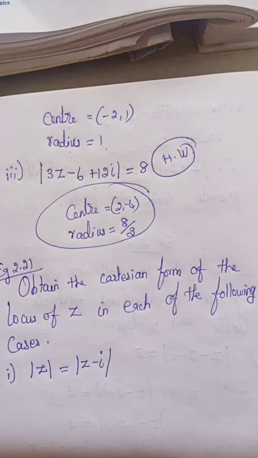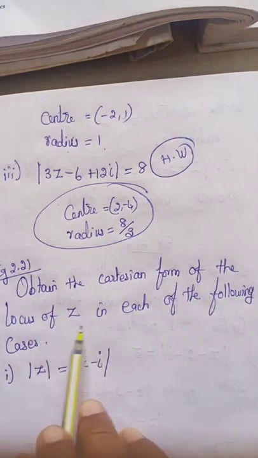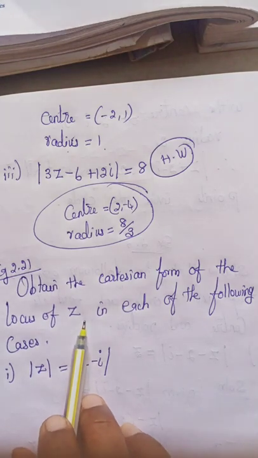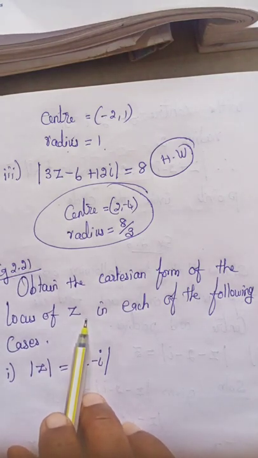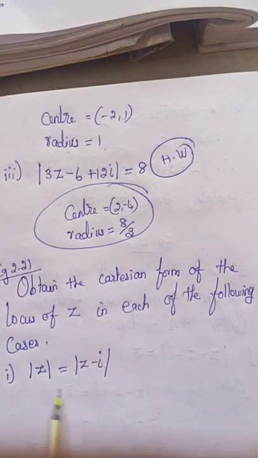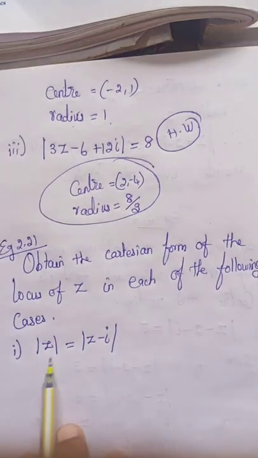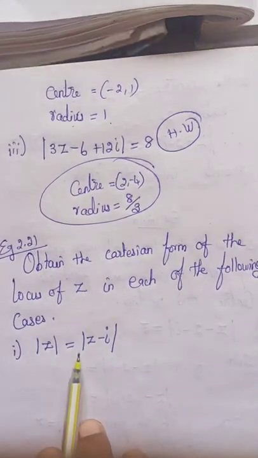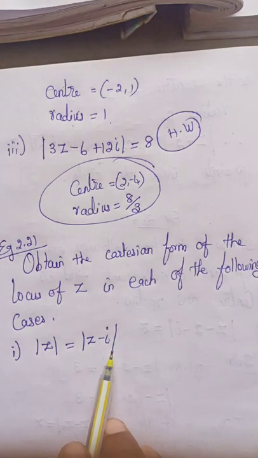See, now the next section. Let's obtain the Cartesian form of the locus of z. Cartesian form means we have to write it in x and y, for each of the following cases. Subdivision 1 is given: modulus z equal to modulus z plus i.